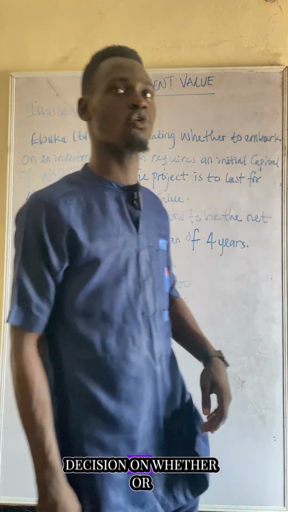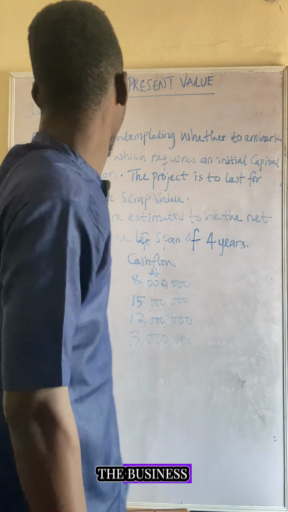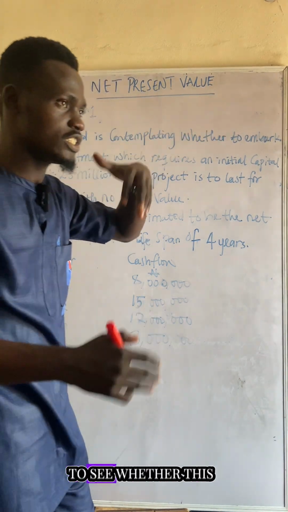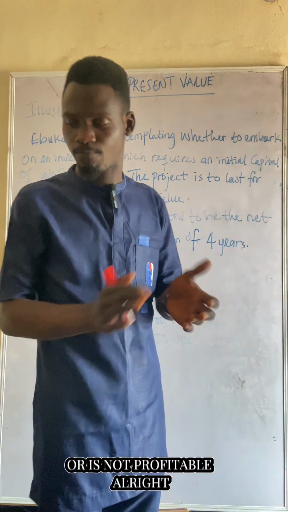So of course, we have to calculate the returns against the cash outflow using the NPV method. We want to make a decision on whether or not to invest in the business. We want to make a decision for Ebuka Limited to see whether this particular investment is profitable or not.